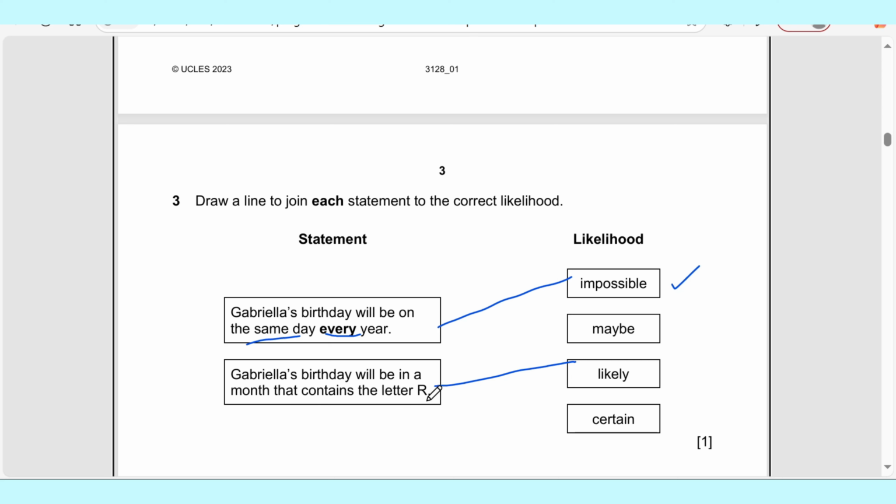Why do we choose likely instead of certain or maybe? Let's check the months with R. January has R, February has R, March has R, April has R, May doesn't have R, June, July, August, September has R, October, November and December. So we have 8 months out of 12 months altogether. This is definitely more than half.